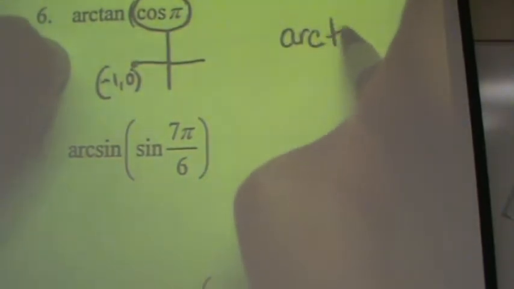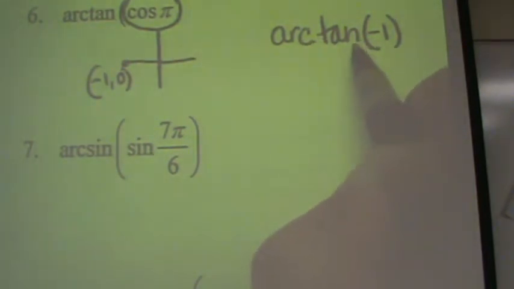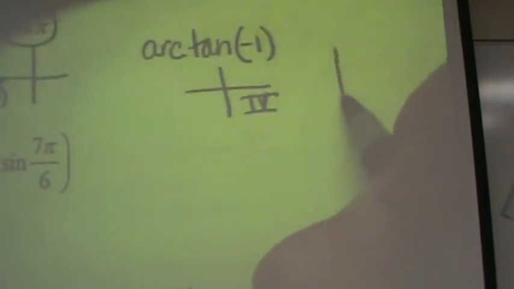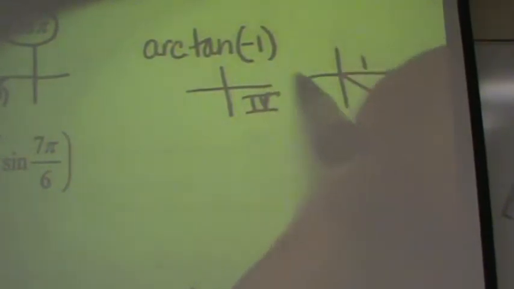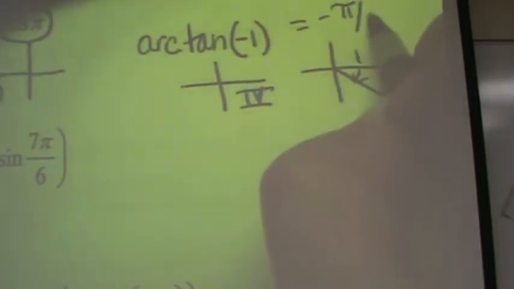Number 6, cosine of pi. Well, where's pi? Pi is right here at negative 1, 0. And cosine is x over r, so this whole thing is negative 1. So I wanna know arc tan of negative 1. Well, when you see the word arc, and it's tangent and it's negative, you're in quadrant 4. Quadrant 1 if it's positive, 4 if it's negative. What angle am I whose side opposite over adjacent is negative 1? We want a negative 1 ratio here. What angle is this? Negative pi over 4.